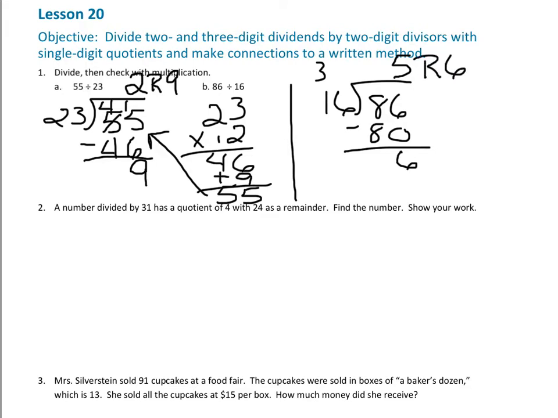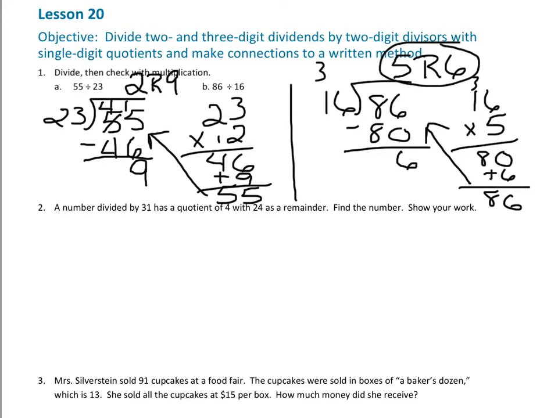Now we can check our work. 16 times 5. 5 times 6 is 30. Carry the 3. 5 times 1 is 5, plus 3 is 8. Add the remainder that was left over, and you get 86, which again checks out. So 86 divided by 16 is 5, remainder 6. Let's move on to problem number 2.